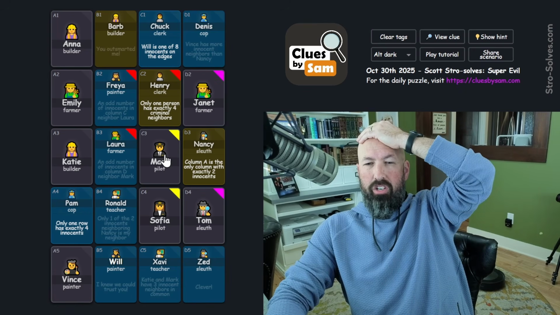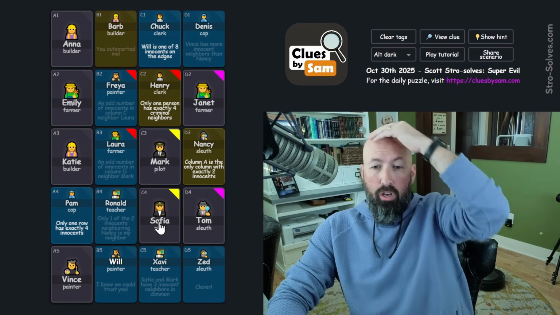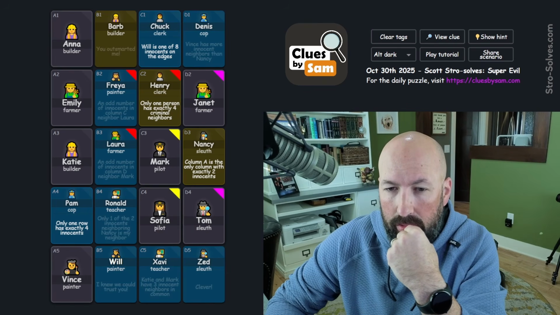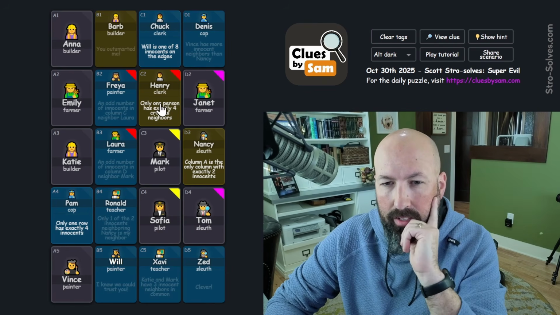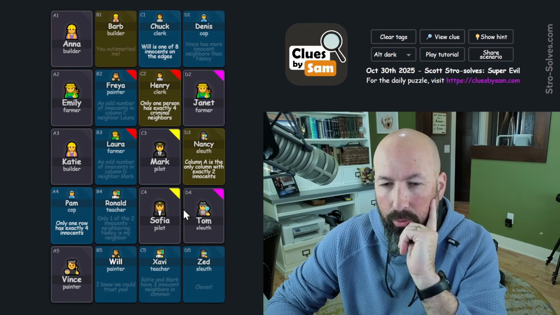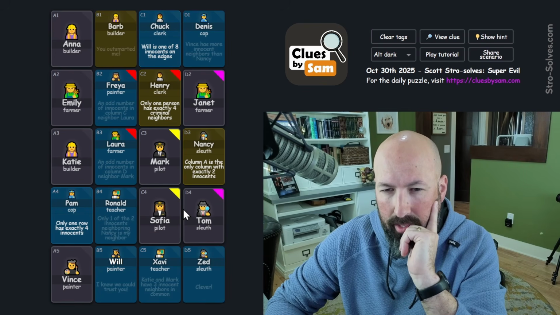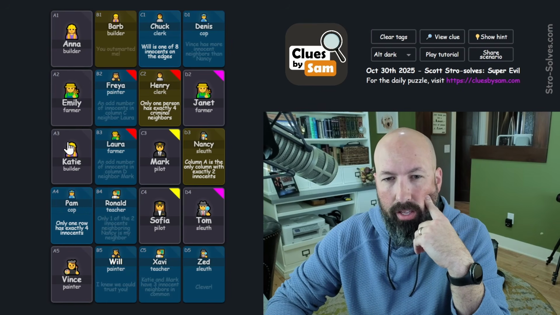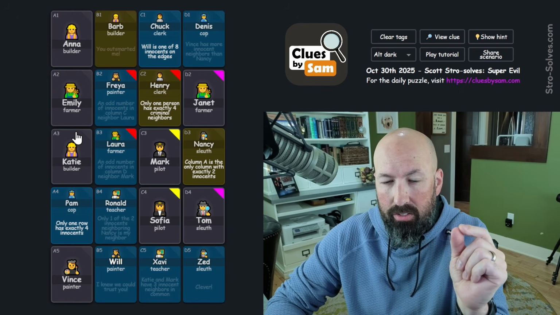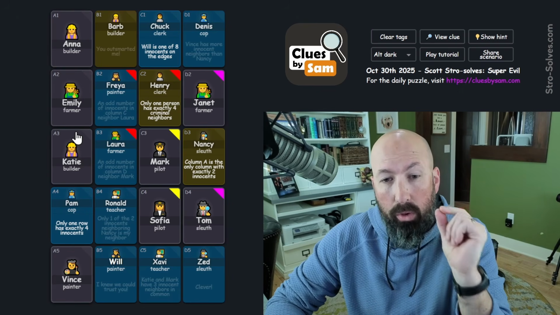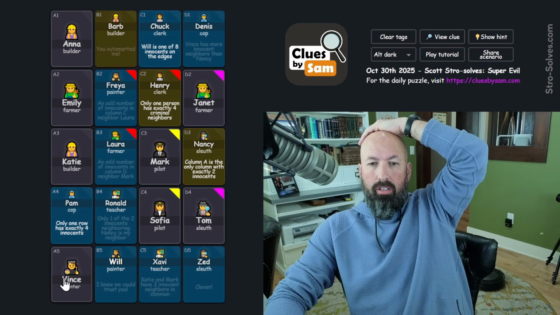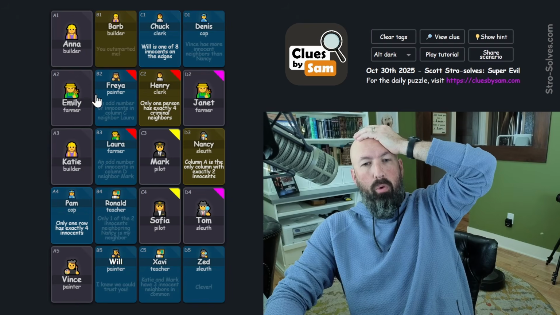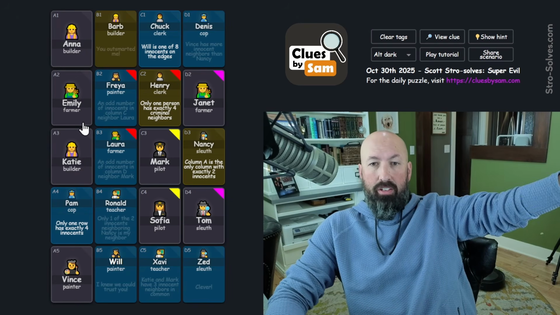For it to be Henry, Janet and Mark would both have to be criminals, which would make Sophia and Tom both innocents. That would be our innocent row. If Henry is the one with 4 criminals, 4 is the row with 4 innocents. If Freya, we'd have to have 2 criminals over here and 1 innocent, which would make Vince a criminal. Right. So if Freya is the one with 4, 1 of these has to be innocent and 2 are criminals, right?